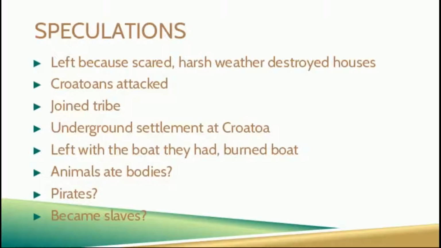So what happened to Roanoke? Well, we don't know, okay? We don't know what happened, but here are a few speculations of what may have happened. Maybe they left because they got scared, and there was harsh weather because that's in the area of the hurricanes. The Croatoans may have attacked them in some way. Perhaps they joined the tribe. Maybe they did all these different things. We have no idea what happened to Roanoke.